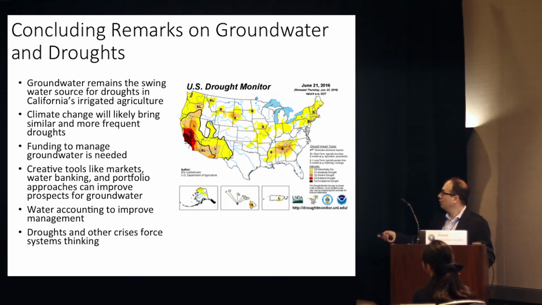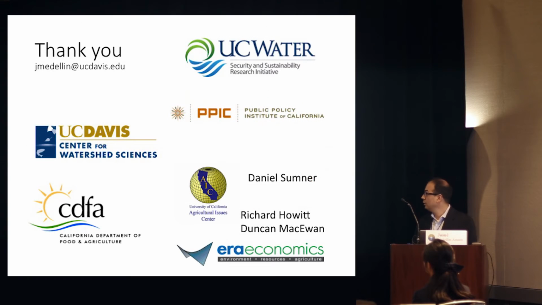Some concluding remarks. Groundwater remains the main buffer during drought. Climate change will bring similar, more frequent droughts. Funding is needed to make these interactions happen, and creative tools such as the portfolio approach, markets, and monitoring measurement will all be helpful. And with this, I would like to thank some of the sponsors, the CDFA, and also acknowledge my colleagues. If I have time for questions.